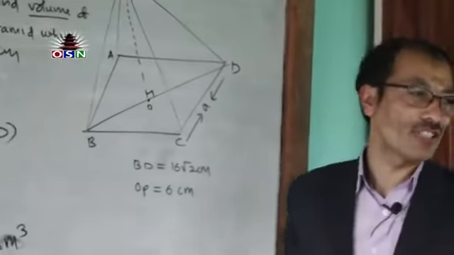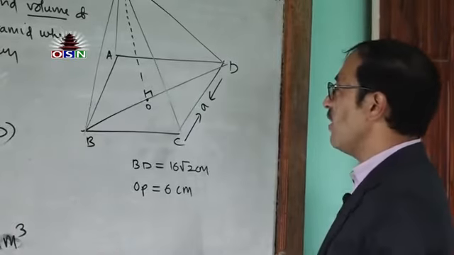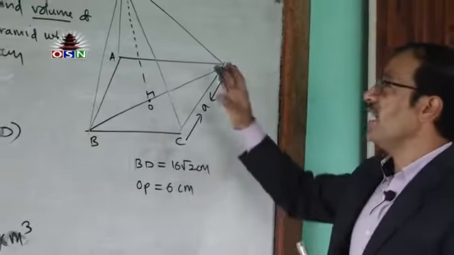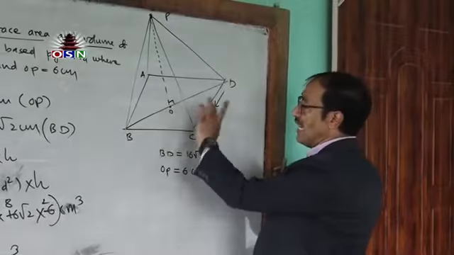What do you mean by lateral surface area? What is lateral surface area? You will have to remember. Lateral surface area means the total area of the triangles on each side here.